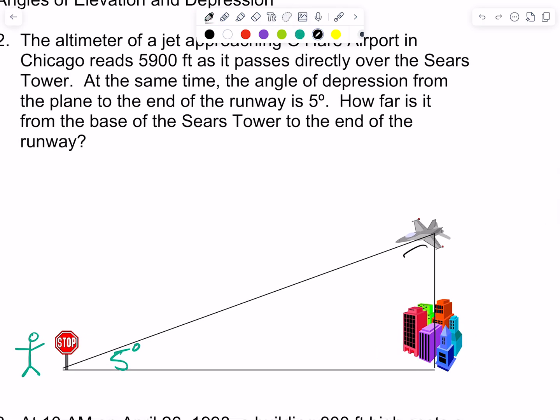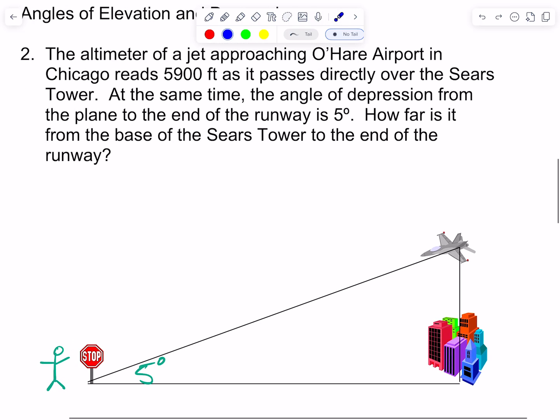Okay. So I was just checking to see if anybody put it up here. Good, thank you if you did it, awesome. Now, where did you put the 5900? Did you put it on the horizontal, vertical, or the hypotenuse?